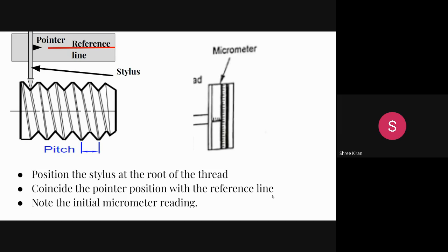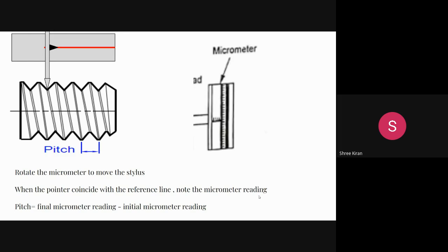While learning the various advanced measuring devices, which will be taken in the next topic, we will have the Talysurf and many other types of measuring devices, used not only on surfaces but also on threads, wherever accuracy is required. There we will discuss the stylus. Just remember that the stylus is positioned at the root of the thread, which coincides the pointer position with the reference line. Then note the initial micrometer reading. For this we use the micrometer to move the stylus. So these are the various factors.